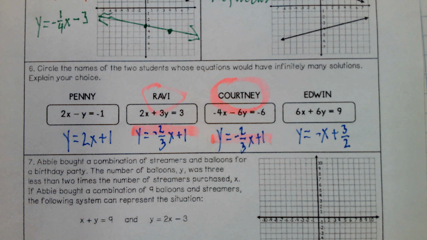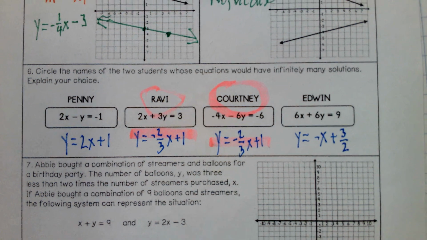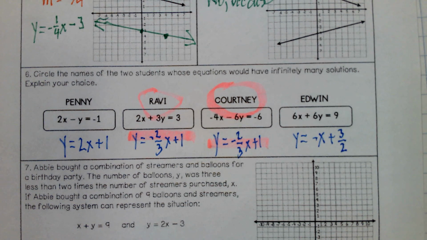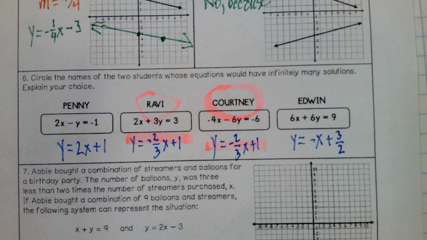All right, guys. So today's assignment is a Delta Math. There's 10 systems that you have to graph and find the solutions.